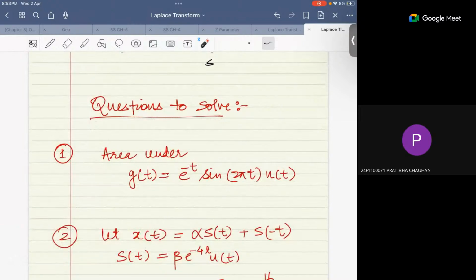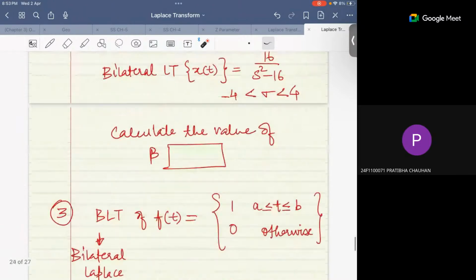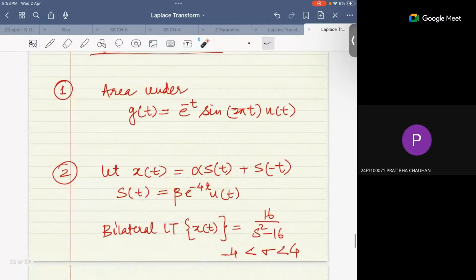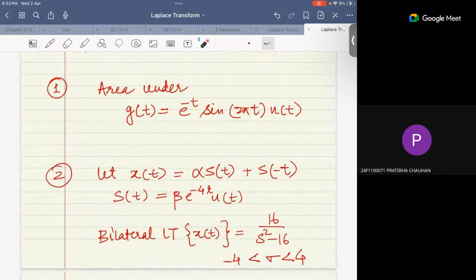Okay, so let's try to solve at least three problems. And then I also have to leave, so I'll also try to close this session by 9 itself. So let's try to solve the first question. How will you solve? Can somebody tell me how you will solve the first question?